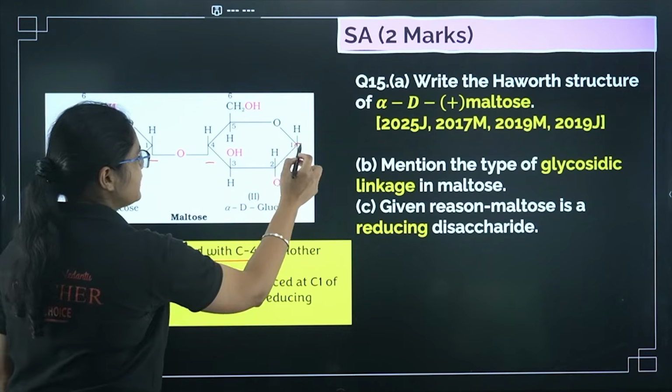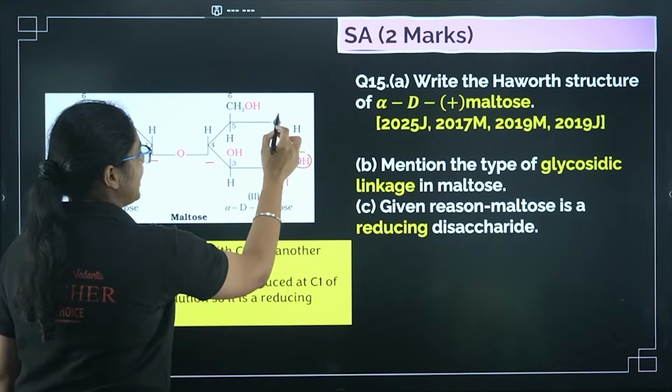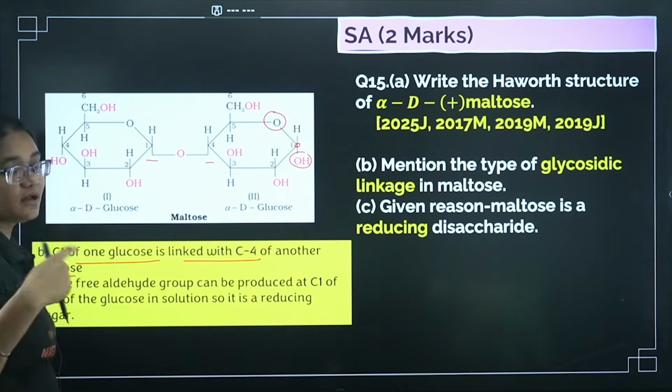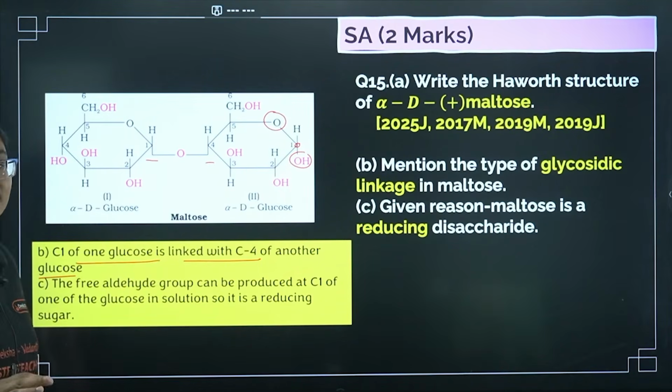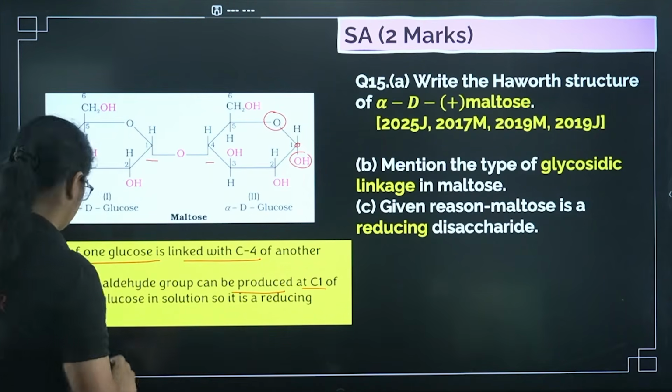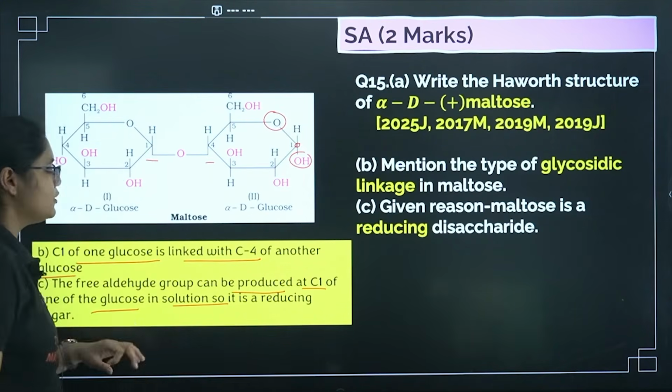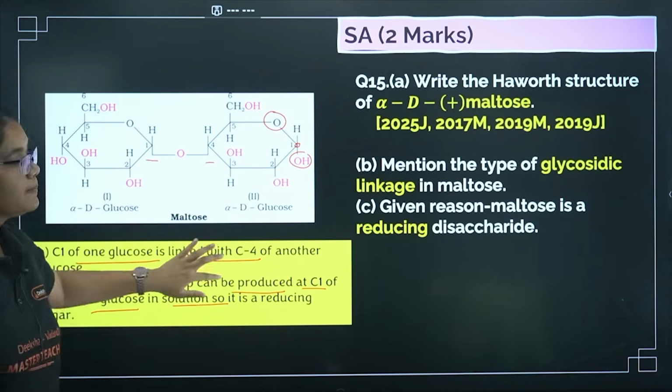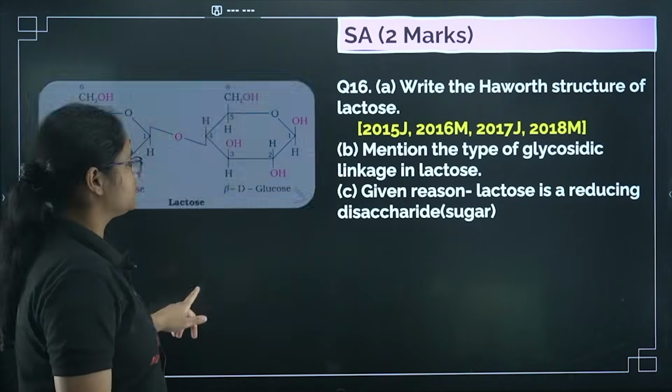And next, give the reason why maltose is a reducing sugar. You can see here that you have one OH group and one OR group. This OH group can be converted to a free aldehyde group, and that is why this is a reducing sugar. The free aldehyde group can be produced at C1 of one of the glucose units in solution, so it is a reducing sugar.